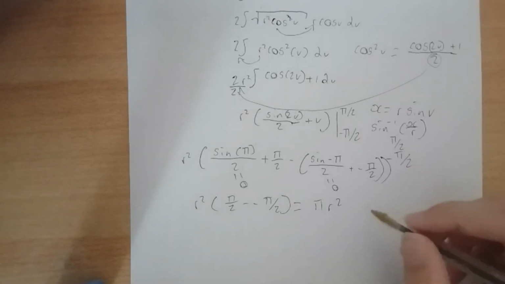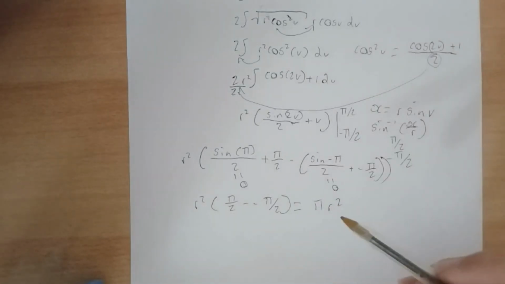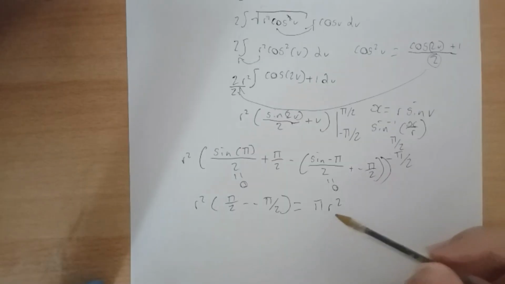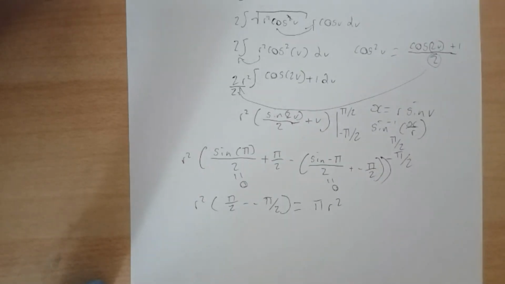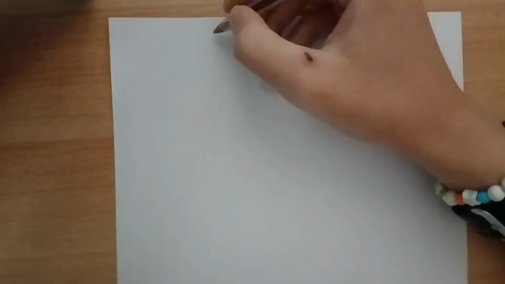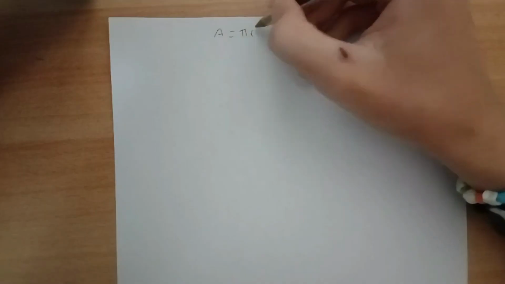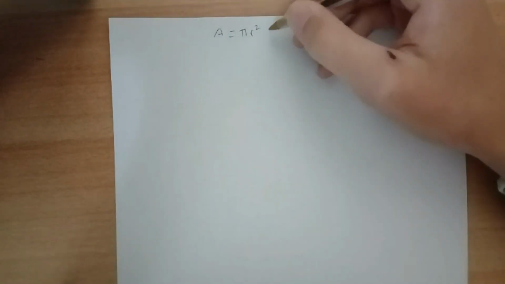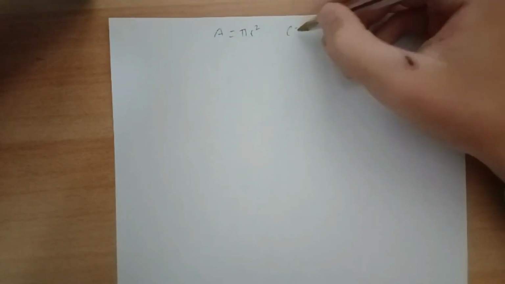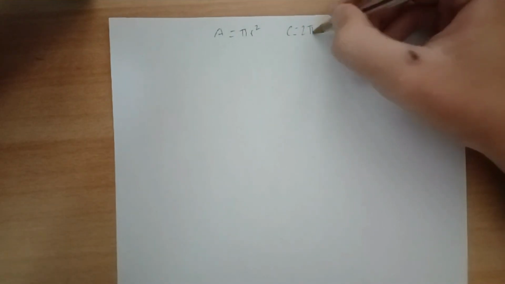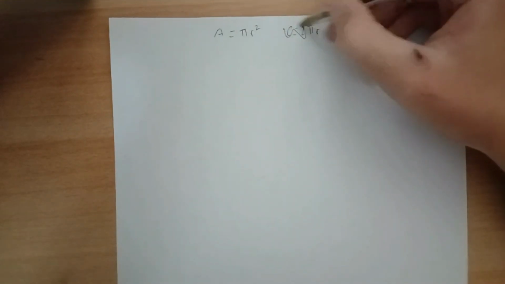So now we're going to go on to finding the equation for the circumference of the circle. So now we know that the area of a circle is equal to pi r squared. But now we need to find the circumference. The circumference we know is equal to 2 pi r, but let's say we don't know that.